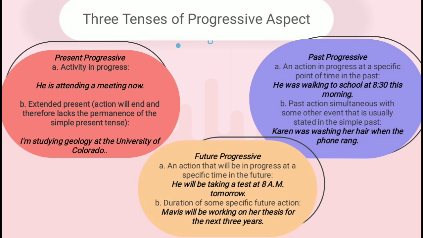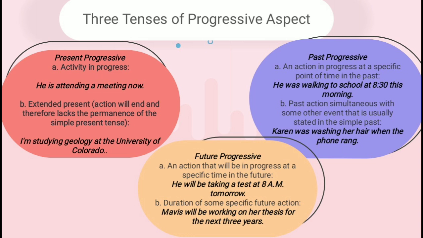So for example, I'm studying geology at the University of Colorado. And then let's proceed to the past progressive. Past progressive, an action in progress at a specific point of time in the past. So the form of the past progressive is to follow the subject with was or were, and the present participle, the ing form of the main verb.